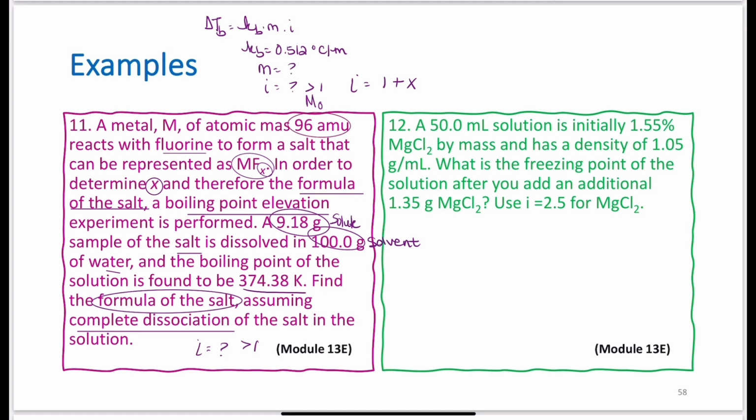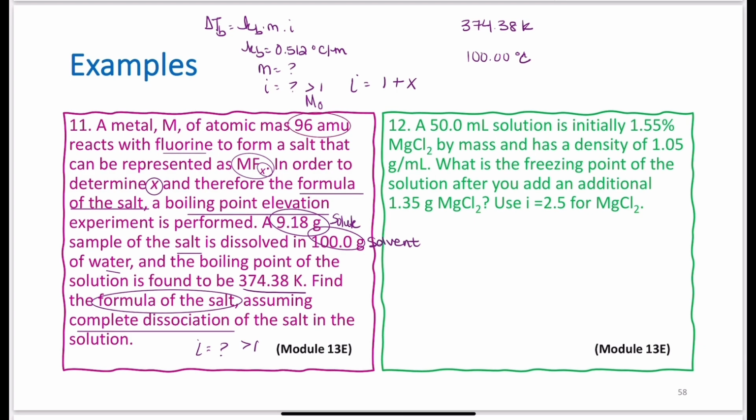Another thing I know is my delta T_b. I know that the temperature at which the solution actually boiled was 374.38 Kelvin. But I know water itself boils at 100 degrees C. And remember, when you write 100 like this, it could have as many decimal places as you want. So let's just do it out so you can see the sig figs here.